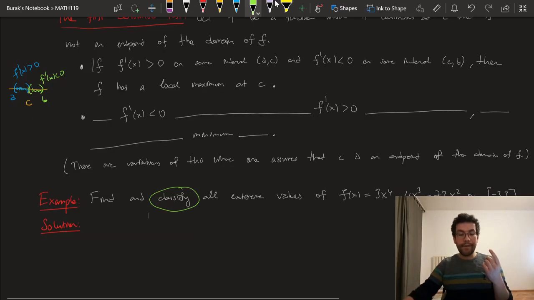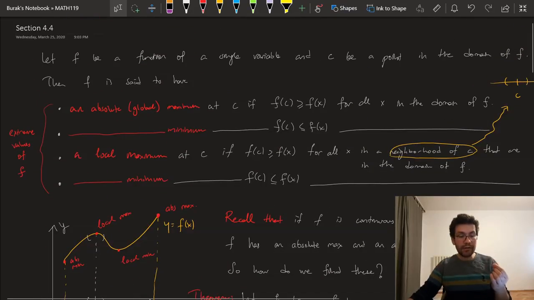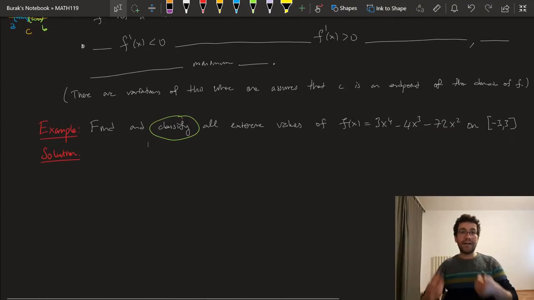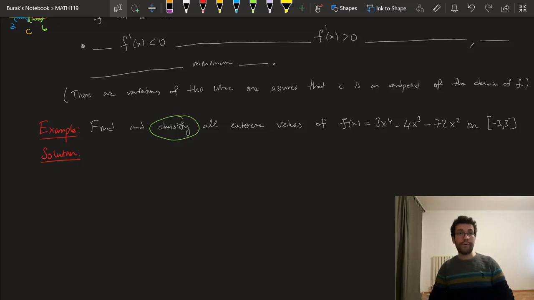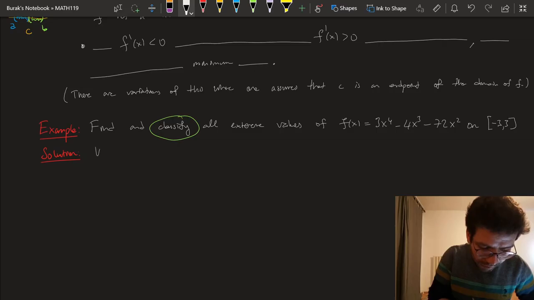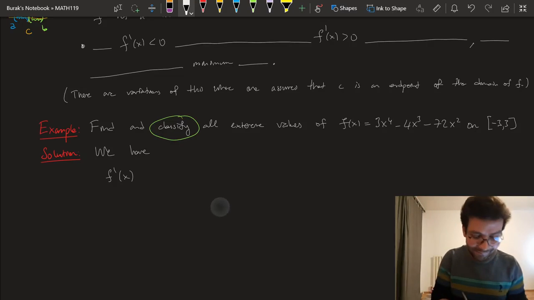Remember, we have four types of extreme values. Let's go back to the very beginning. An extreme value is either an absolute max, absolute min, local max, or local min. This question simply says find the absolute max, absolute min, local max, local min of this function on this interval. Okay, so what do we do? We take the derivative. This is a calculus course. If you can't do anything, just take the derivative. It will tell you something.